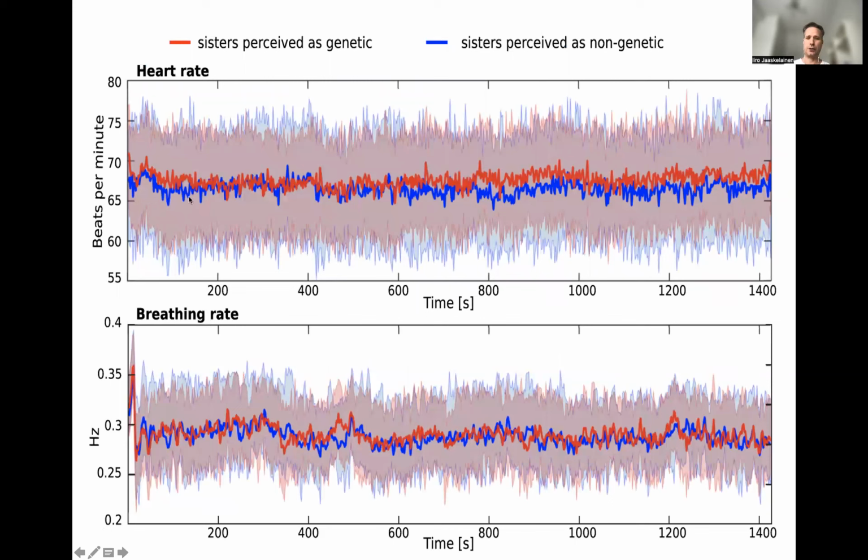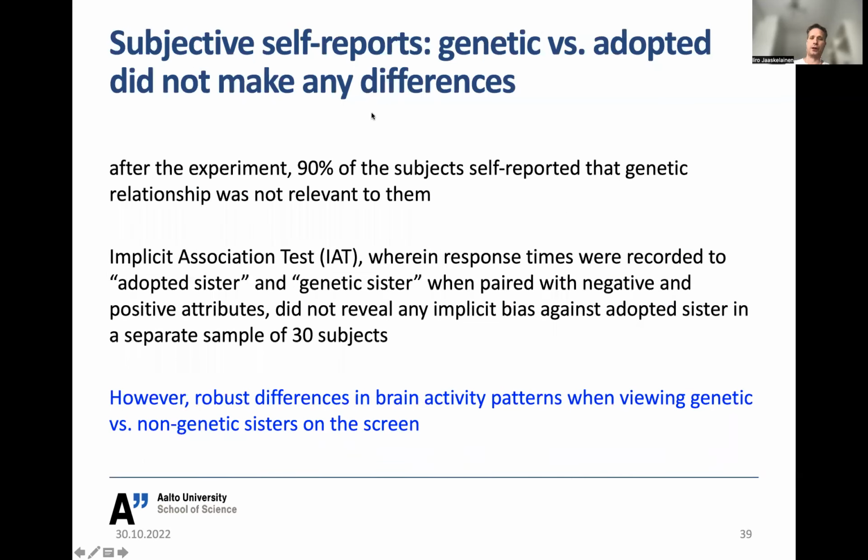Then we also measured their heart rate. There were no significant differences, as well as breathing rate, no significant differences between the scans. Also, we had subjective self-reports, and it seems genetic and adopted viewing conditions did not make any differences. After the experiment, 90% of the subjects self-reported a genetic relationship was not relevant to them. We also ran implicit association tests, on which you can also find information in other sources. If you Google, how is this test done, and what does it inform us? Basically it tells whether there is some kind of bias against one or the other concept in our brains. And no, there didn't seem to be any bias against the adopted sister either.